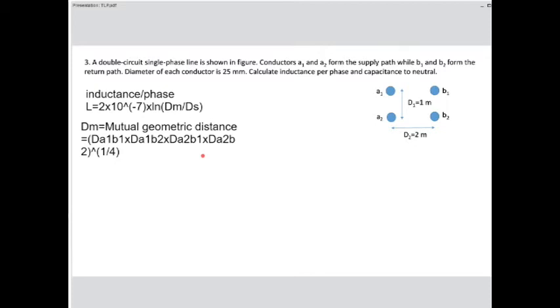So you can calculate the value and tell me. The dimensions are given in the diagram. You tell me what is DM now. You know dA1, B1, which is given 2 meters. A1, B2 is the diagonal you can calculate. Then A2 to B1 is the diagonal you can calculate. A2 to B2 is straight given 2 meters. So you put all those values and tell me what is the value of DM, how many meters.